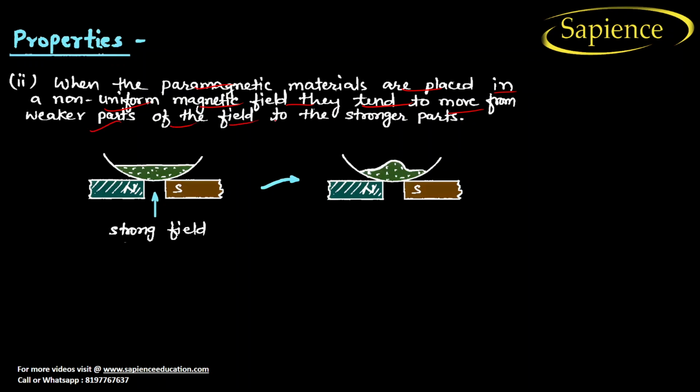Now, when paramagnetic materials are placed in a non-uniform magnetic field, they tend to move from the weaker part of the field to the stronger part. So this is your north pole, this is your south pole, and this is your strong portion. So what happened? All the paramagnetic material will try to come into this portion. So this is why it creates a heap of the material.